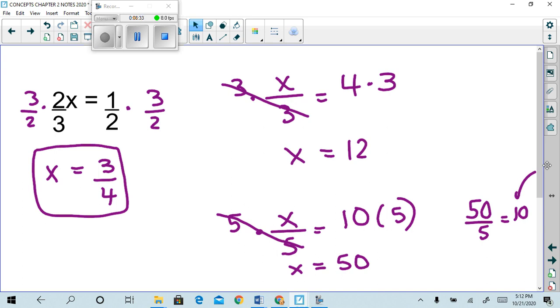So once again, if we're looking at solving a one-step equation, we're going to look at the operation and perform the opposite to get the variable isolated. And that's all there is to one-step equations. You'll do some practice tonight.